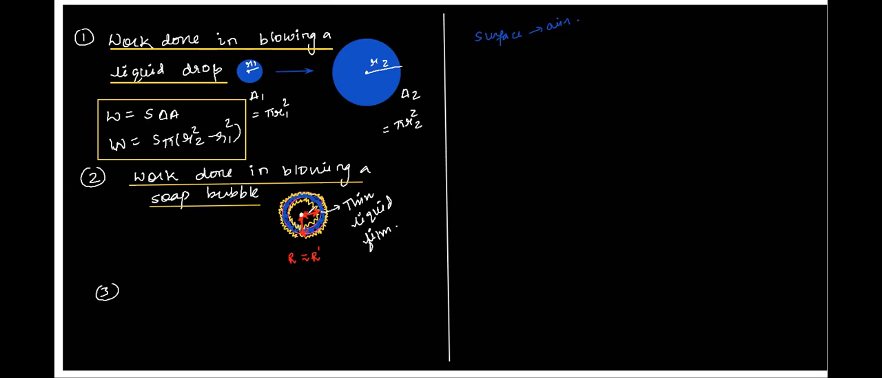So in this case, work done is given as, again, S times the change of surface area. Now suppose you again blow this into a bigger droplet. Suppose you now blow this into a bigger droplet. Maybe you can draw it in this pattern. So let's say you make a bigger droplet out of it.